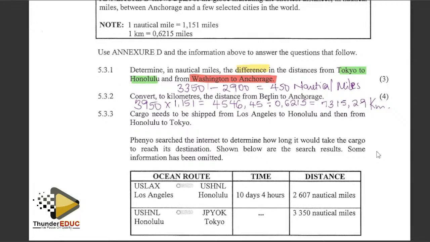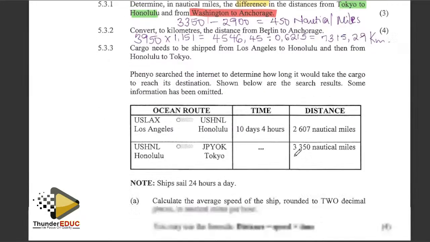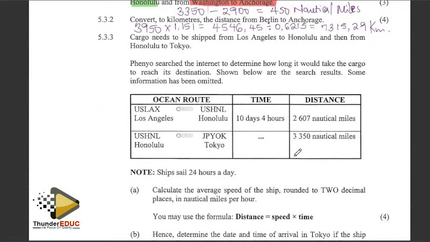Cargo needs to be shipped from Los Angeles to Nauru, then from there to Tokyo. Penyo searched the internet to determine how long it would take the cargo to reach its destination. Shown below is a research result, and some information has been omitted. Some information has been removed, some information is missing. So it's this part here that we're looking at. Anyway, let's follow the questions.